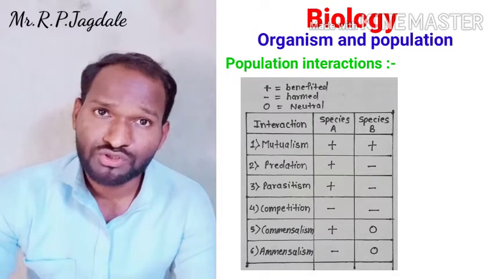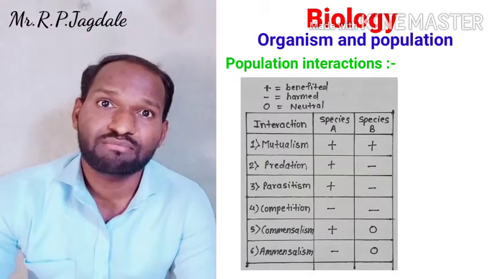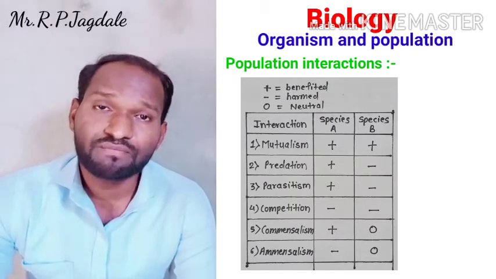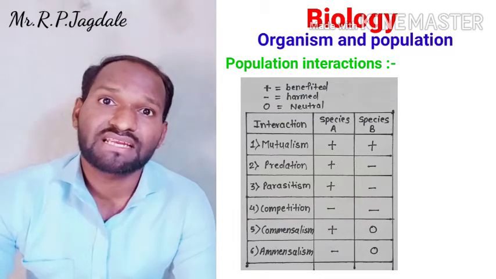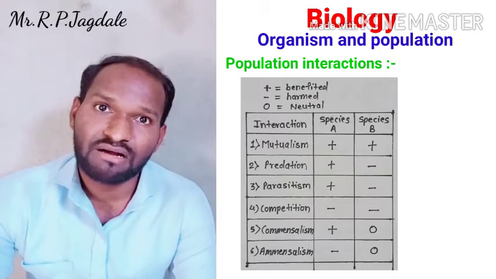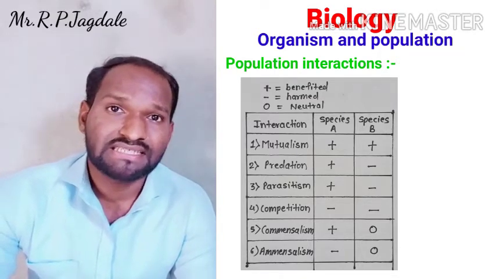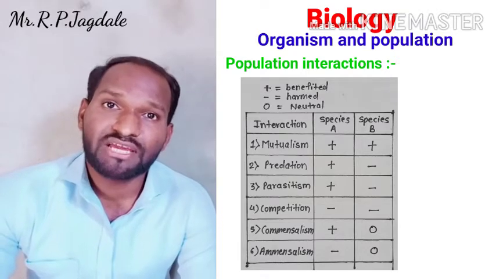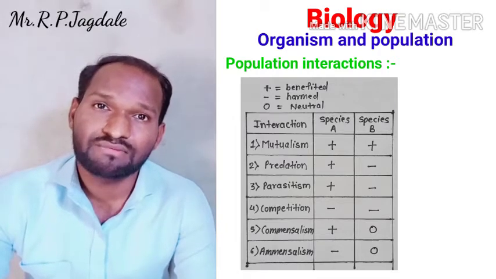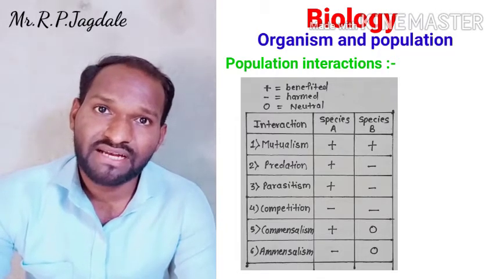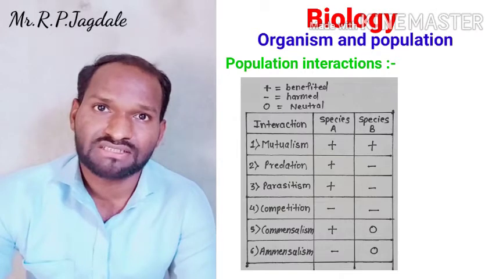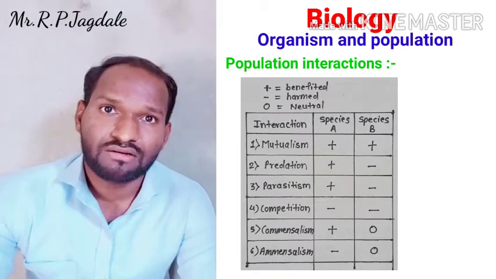So the fourth type of interaction is competition. In competition, both species are harmed. That means in a competition, species A is harmed, that is negative, and species B is harmed, that is negative. The fifth type of interaction is commensalism. In commensalism, one species is benefited and the other species is neutral. That means it has no effects, neither benefited nor harmed.